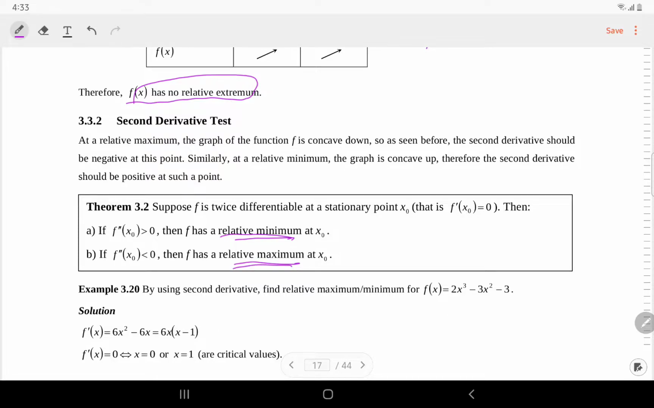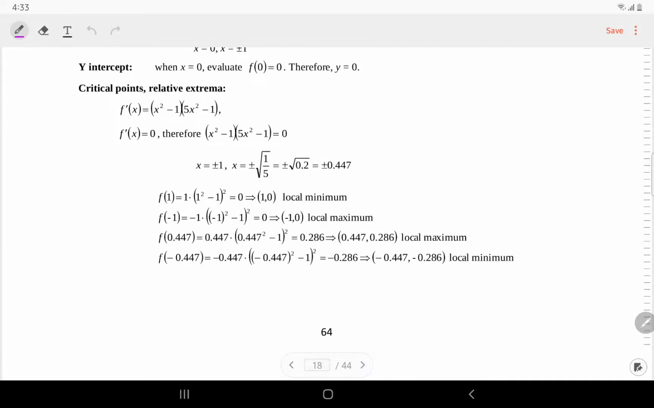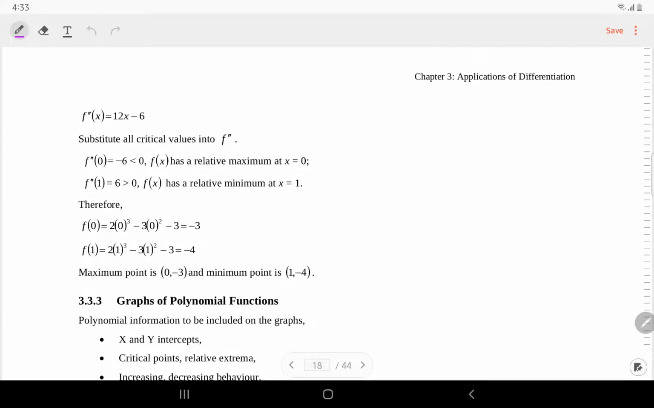Okay, kita tengok example. Okay, by using second derivative test, find the relative extreme minimum or maximum, okay, for this function. First kali, differentiate sekali. And then equalkan dengan 0. So kita dapat 2 nilai. So ini kita panggil dia critical value. And then differentiate 2 kali. Okay, differentiate 2 kali. Dapat 12x tolak 6.